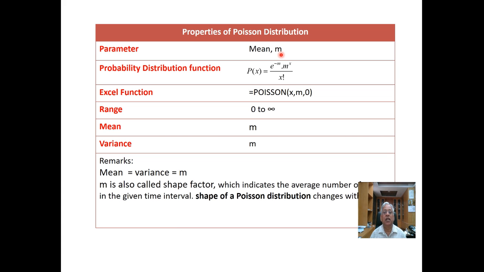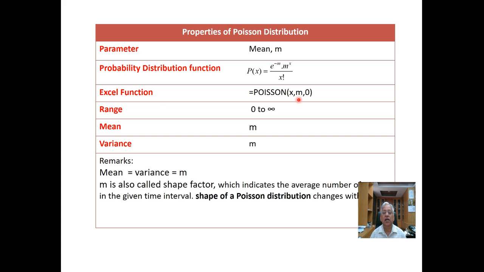In some textbooks, it is lambda also or mu also. The distribution function is the probability of x is e to the power minus m into m to the power x upon factorial x. It can also be used in an Excel sheet with the function POISSON, x value 0, 1, 2, 3, 4.